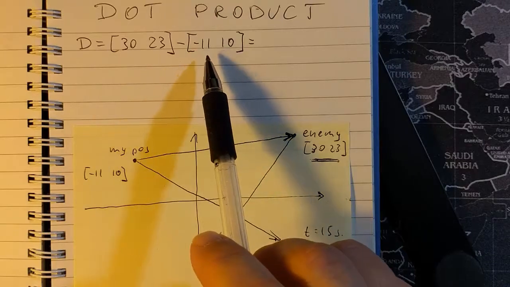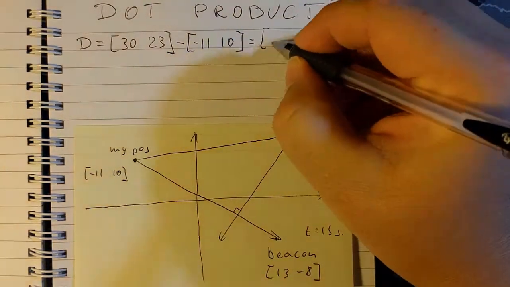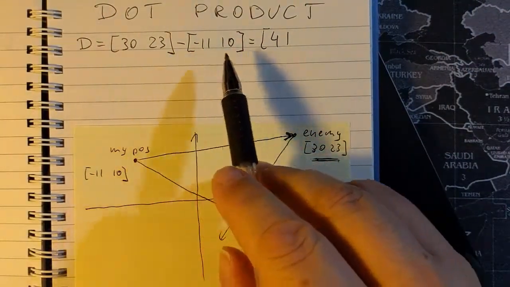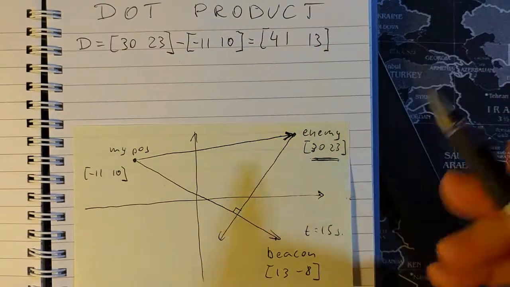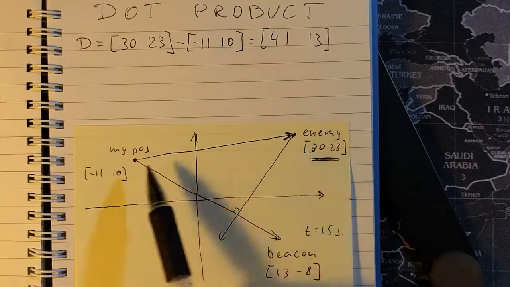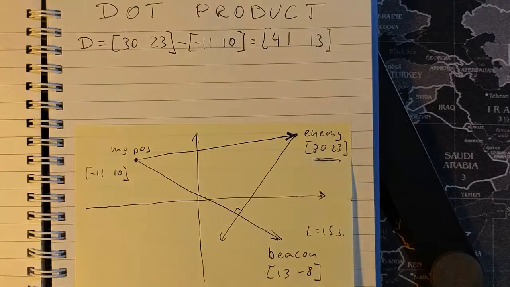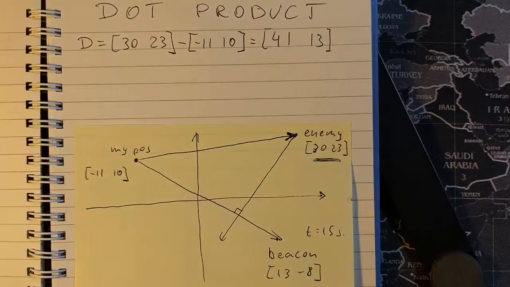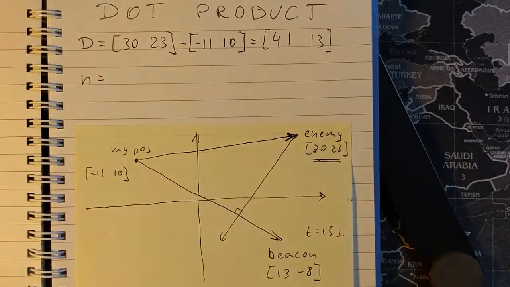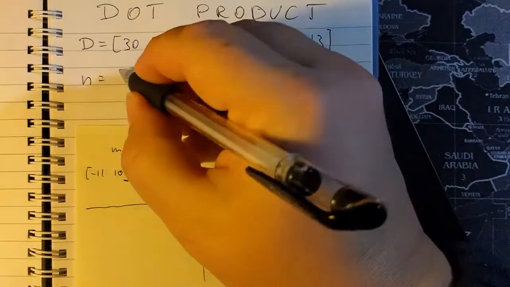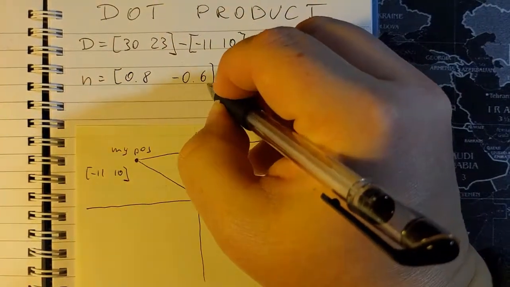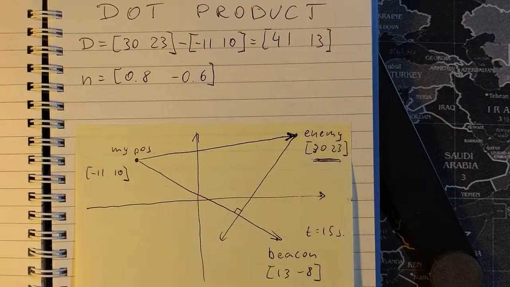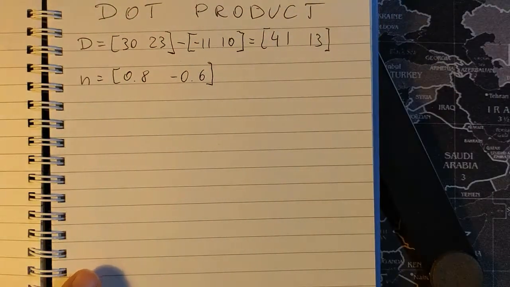So 30 minus minus 11 is the same thing as 30 plus 11, that's 41. 23 minus 10, it's simple, 13. So these are the relative coordinates of the enemy, the coordinates of this vector here. The second vector to be used in this dot product can be either the displacement to the beacon, my velocity vector, or my normalized direction vector. Whichever of these three you choose is good, but I will take the normalized direction, which is 0.8, minus 0.6. And the reasons for this decision will be clear with question 6. We will just need this dot product calculation again.